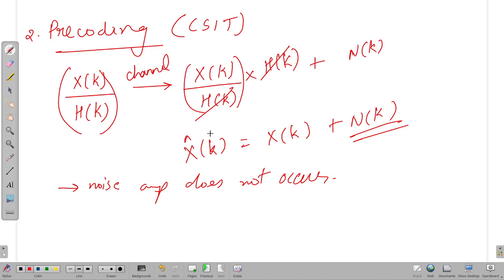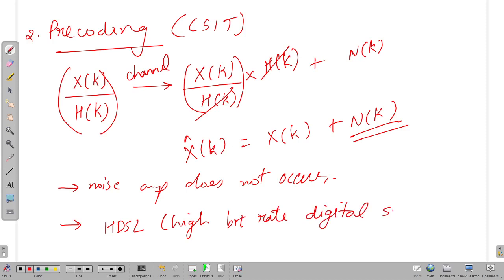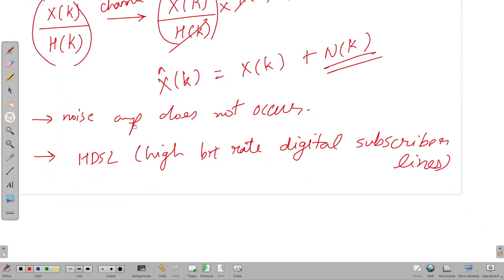So this technique, pre-coding, is used in HDSL, a wireless standard. HDSL stands for high bitrate digital subscriber lines, high bitrate DSLs. Pre-coding is used in this.